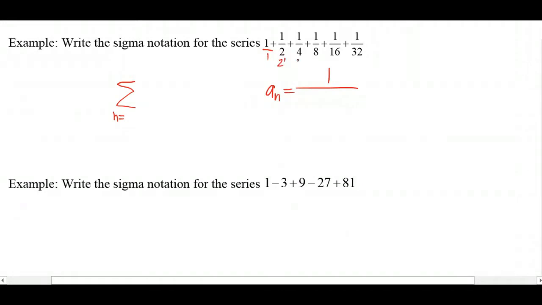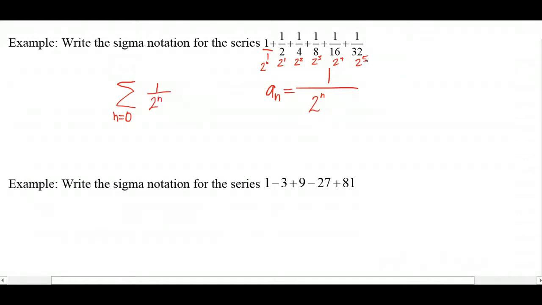So 2 is 2 to the 1, 4 is 2 squared, 8 is 2 cubed, 16 is 2 to the 4th, and 32 is 2 to the 5th. Now 1, if we're really clever, we can think of as 2 to the 0. So if I want to write the denominator of the general term, I can write it as 2 to the n, provided I make my starting index 0. So my starting index is going to be 0. My general term is 1 over 2 to the n.